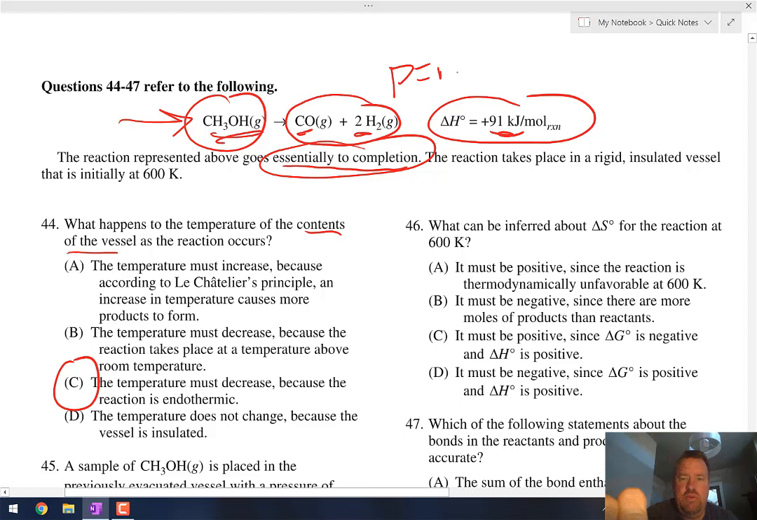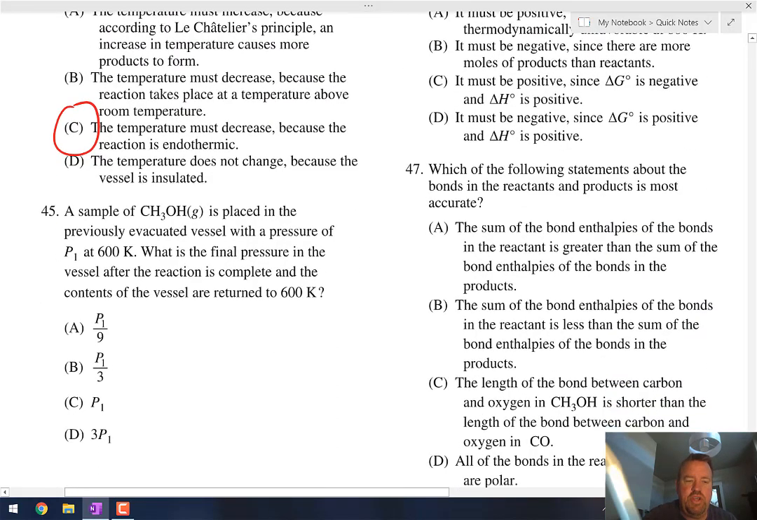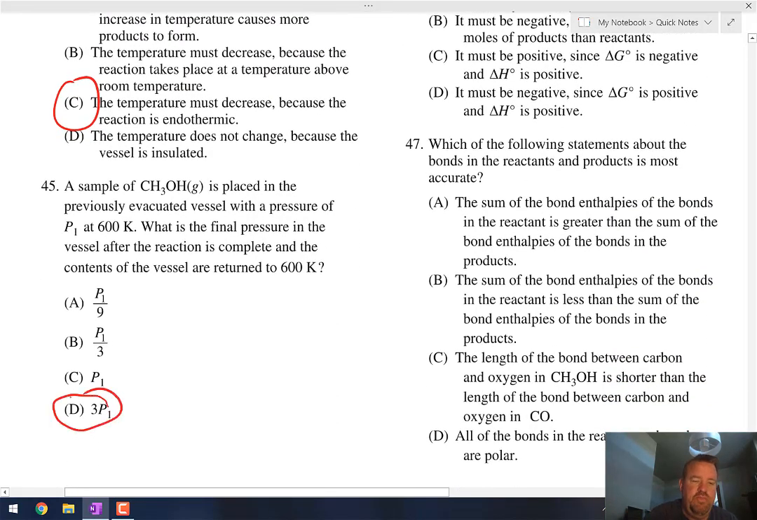And again, since pressure is equal to nRT over V, and n is the number of moles of particles, if we had 1 mole of CH3OH, well, now we have 3 moles of product. And whatever the amount of CH3OH you had, that amount has now tripled, which means the n value has tripled, which means your pressure must also triple. So the correct answer is D on 45.